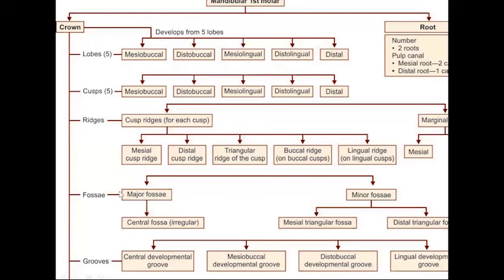Fossas: major fossa 1, central fossa irregular, and 2 minor fossas, mesial triangular fossa and distal triangular fossa. In maxillary first molar, 4 fossas, 2 major fossas and 2 minor fossas. In mandibular first molar, 1 major central fossa and 2 minor fossas, mesial triangular fossa and distal triangular fossa.